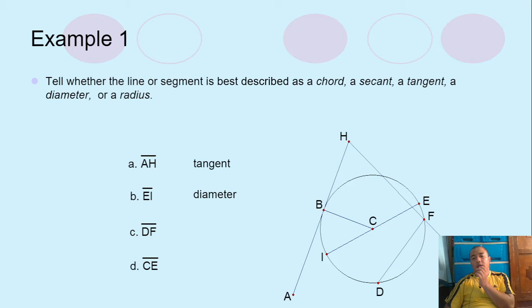How about EI? EI is diameter because the endpoints are 2 points on the circle and it passes through the center of the circle. How about DF? Here, DF is a what? It's a chord. How about CE? It's a radius.